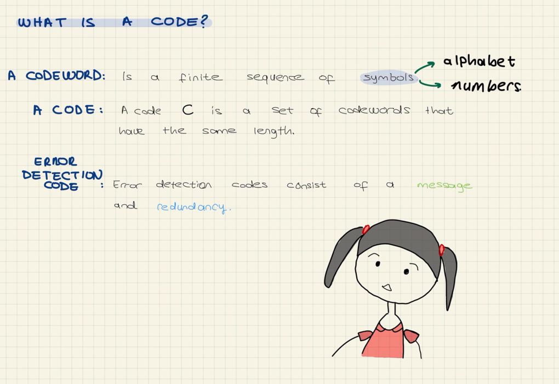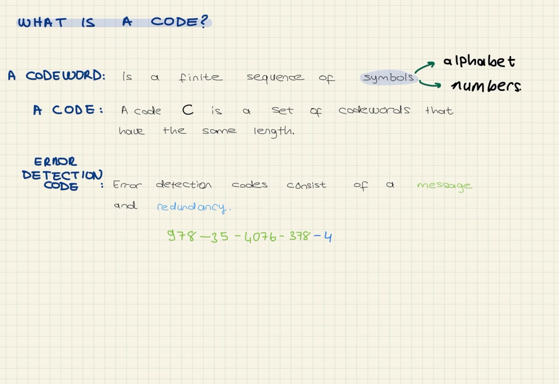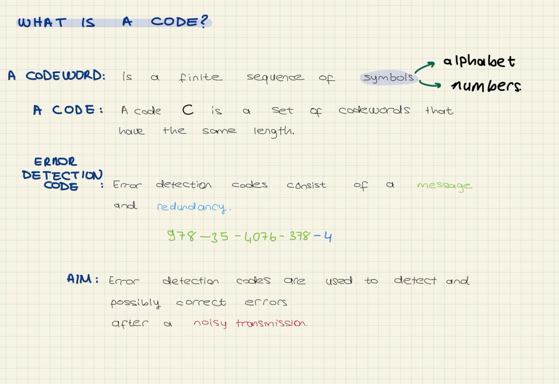Redundancy. Is it like the check digit? This is a great observation, Alice. Exactly. The first 12 digits contain the information: EIN, group number, publisher, title. And the last one is the redundancy. And as you can guess, error detection codes aim to detect and possibly correct the errors after a noisy transmission.